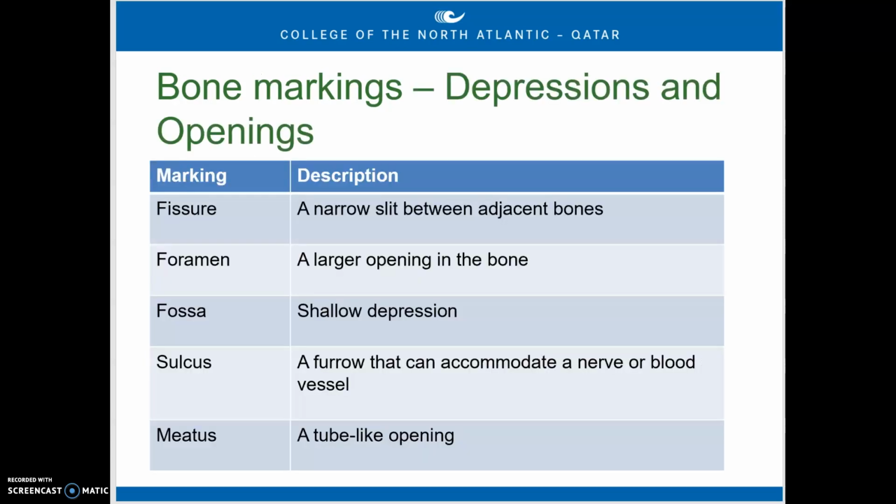So first we'll have a look at the bone markings for depressions and openings, and we've got these 5 different types of openings and depressions. We get a fissure, foramen, a fossa, a sulcus, and a meatus. Now all these things are either a depression, or a push into an area on the bone, or an opening, so a space. So a fissure is a narrow slit between 2 adjacent bones.